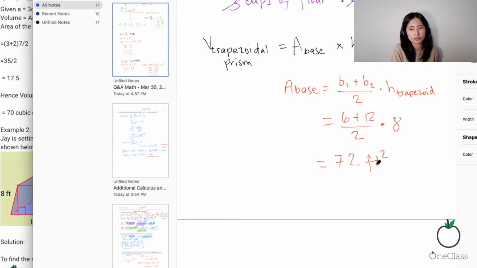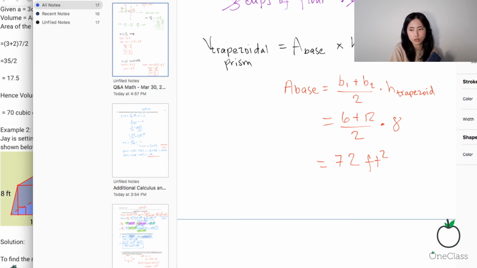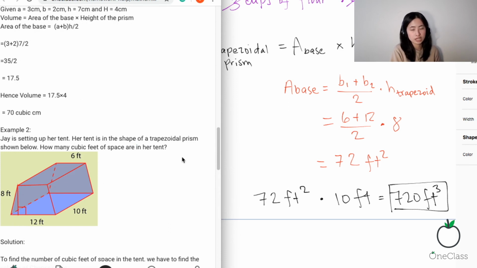So it's 72 square feet, but we're not yet done because we need to find the height of the prism and multiply that to get the volume of the trapezoidal prism. The height of your prism is actually 10 feet, so this 10 is your height. So you're going to take 72 square feet times 10 feet. It makes sense because square feet times feet gives you cubic feet. So this is 720 cubic feet. Therefore, the volume of your trapezoidal prism is 720 cubic feet.